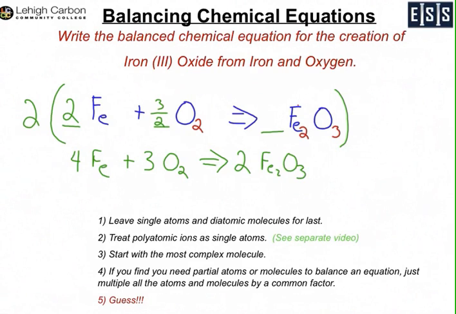So let's look here. We have 4 iron over here, and we look over here and we have 2 times Fe sub 2. That means we have 4 irons over here. So we're okay on iron. We look at the oxygen. I have 3 sets of O2, so that's 6 oxygen over here. And now I have 2 molecules of this. Each one has 3 oxygen. It means I have 6 oxygen over here. So now we're balanced. The irons are 4 on each side and the oxygens are 6. So this is our balanced chemical equation.